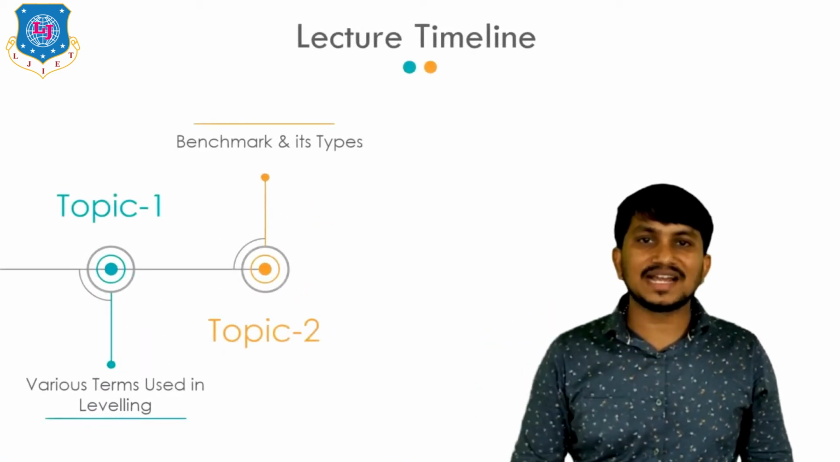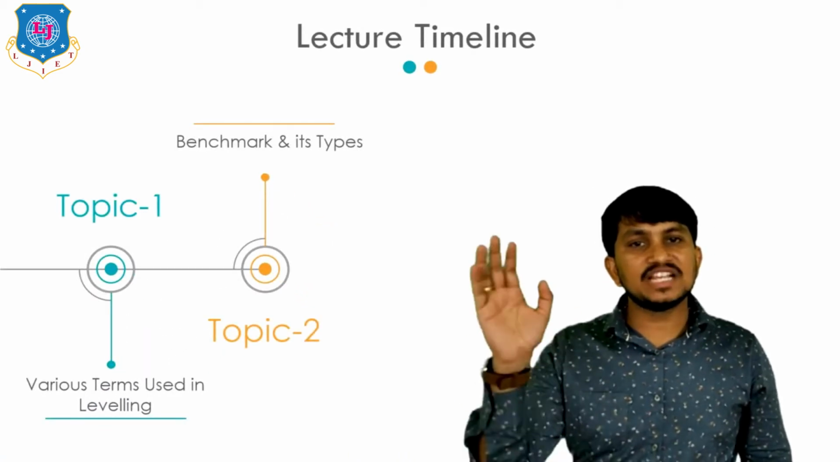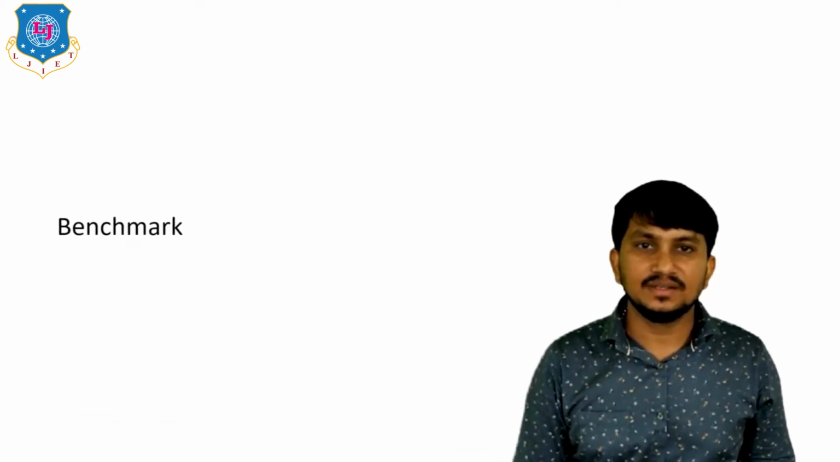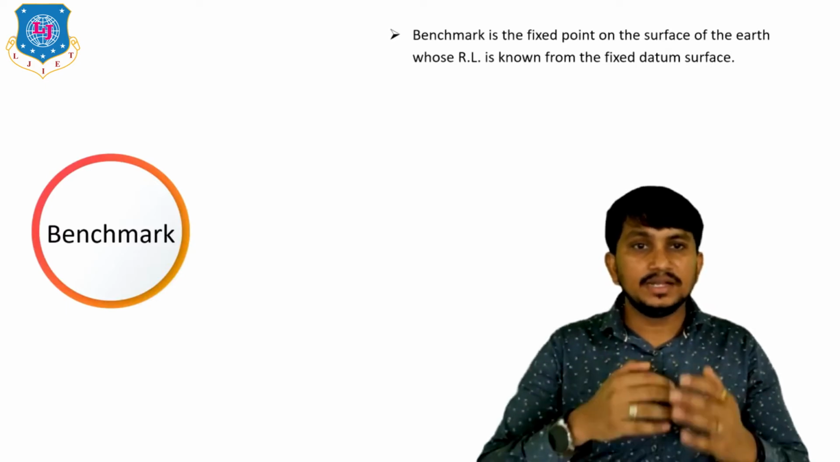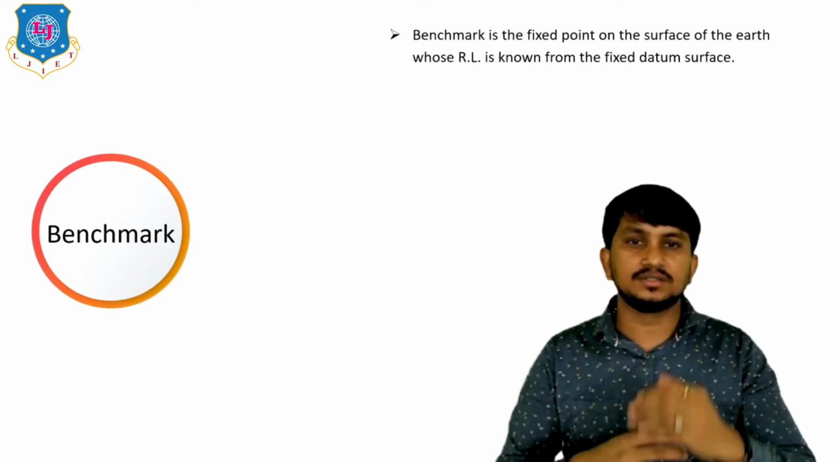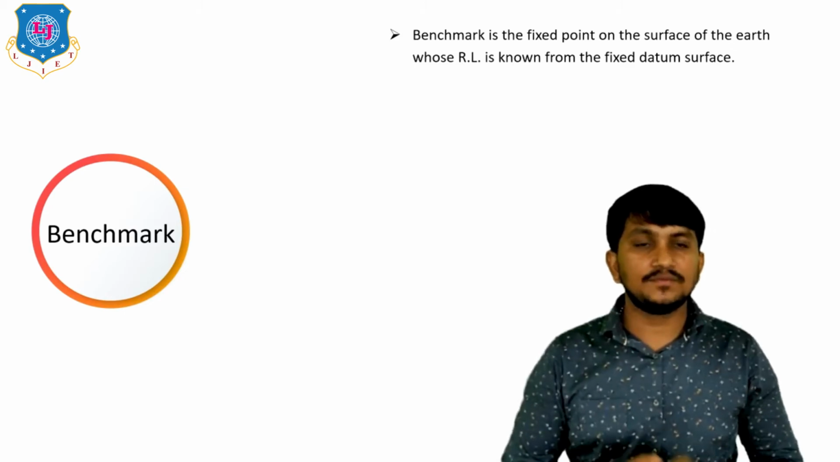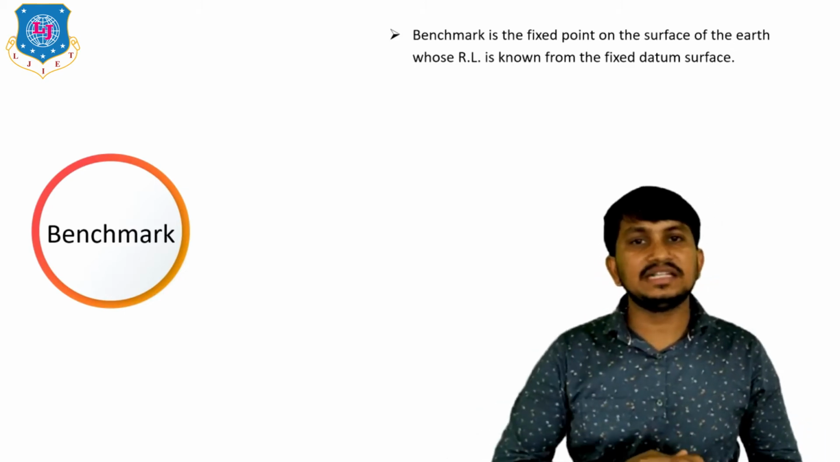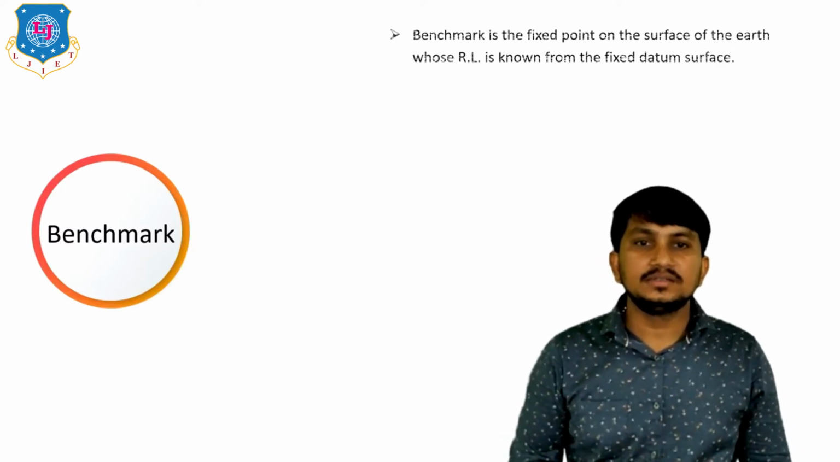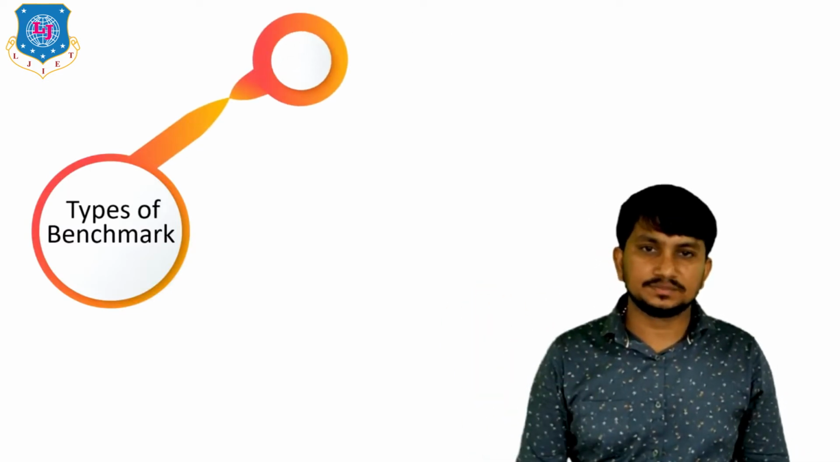Now let's move to the second topic of today's lecture, which is benchmark and its types. So the first question that comes to your mind is, what is a benchmark? Okay, it is a fixed point on the surface of the earth whose RL is known from the fixed datum surface. We have just discussed this term in the leveling terms. Okay, there are various types of benchmark.